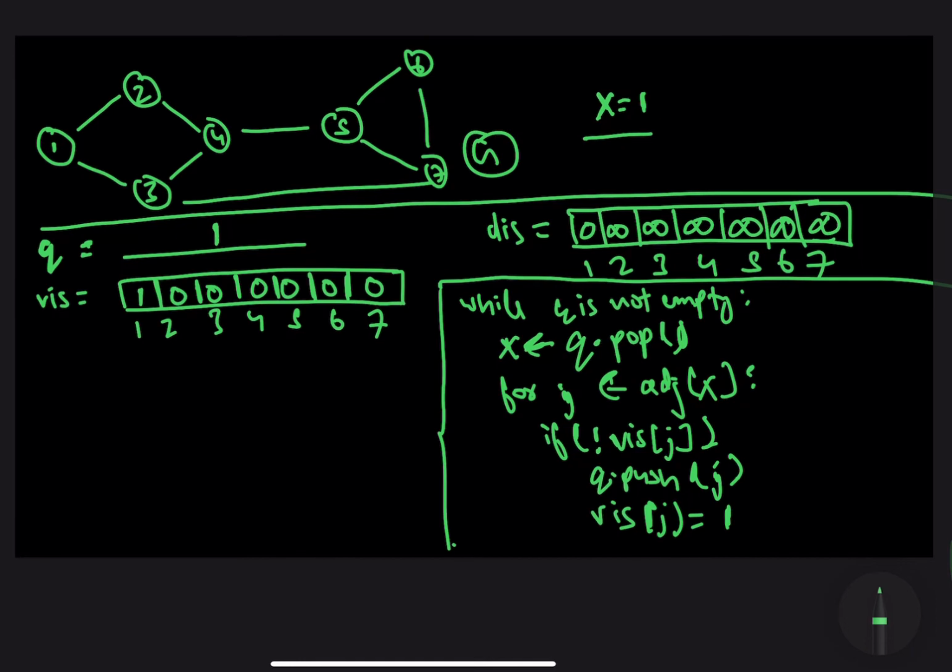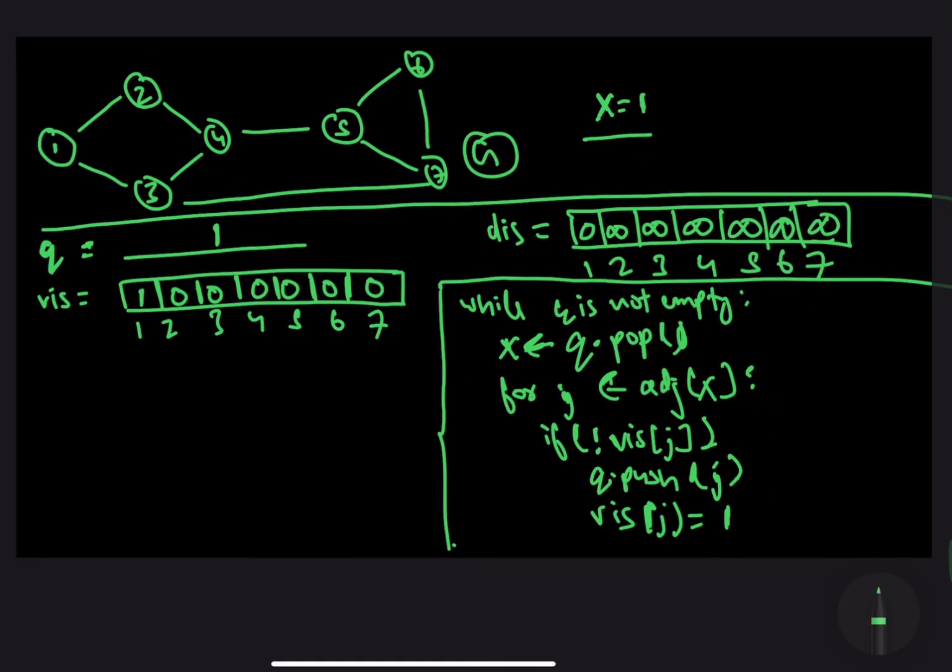And there is one more extra thing that we need to do in this case, that is we need to keep track of the distance of the node j. So we have already discussed that we need to keep a track of the distance of all the nodes which are present in the queue. And for that we would update its distance as well. So dis of j will be equal to dis, that is distance of node x plus 1.